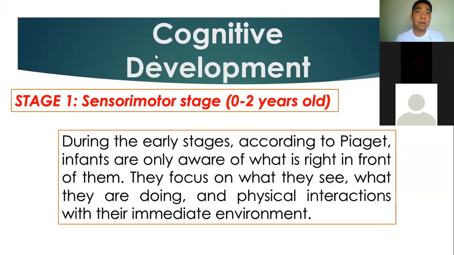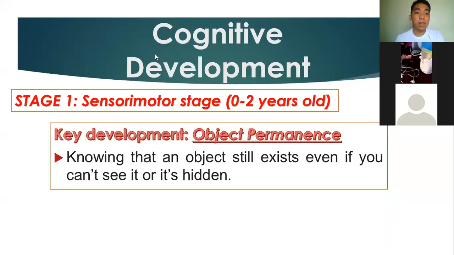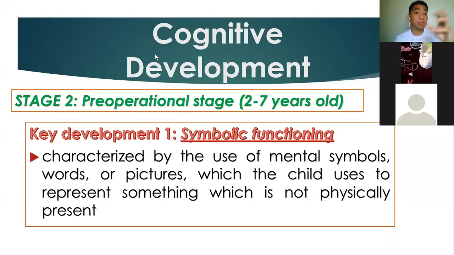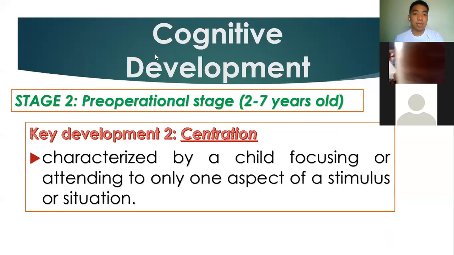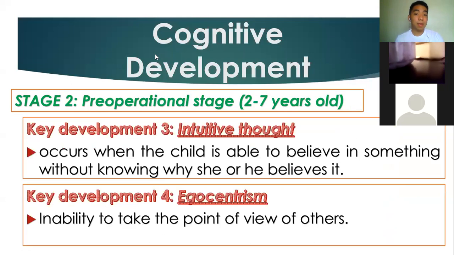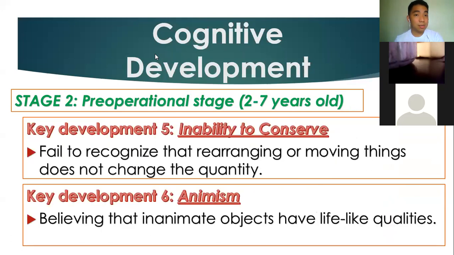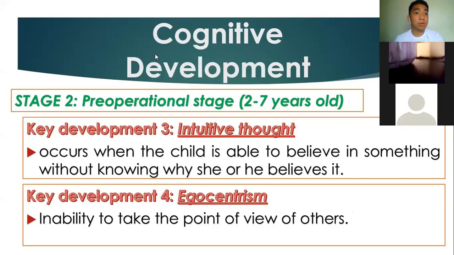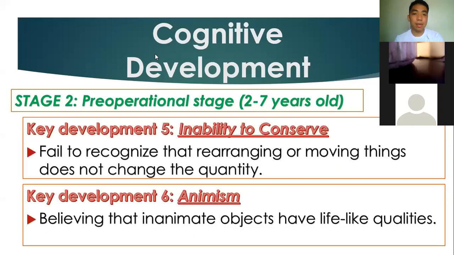Okay? So we have the sensorimotor stage, and one key development is object permanence, where even if the object is not visible, in his mind, it's still there. Symbolic functioning, like pretend play. Centration, judging only based on one characteristic or criteria. Intuitive thought, without knowing why she or he believes it. Then egocentrism, an inability to take the point of view of others: what I want to do, you also have to do. Inability to conserve, animism.